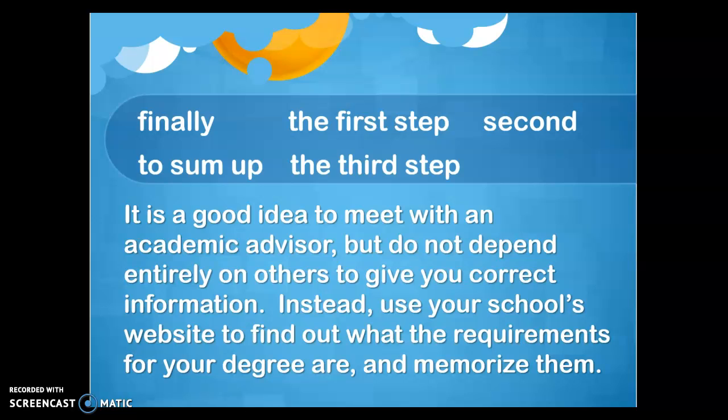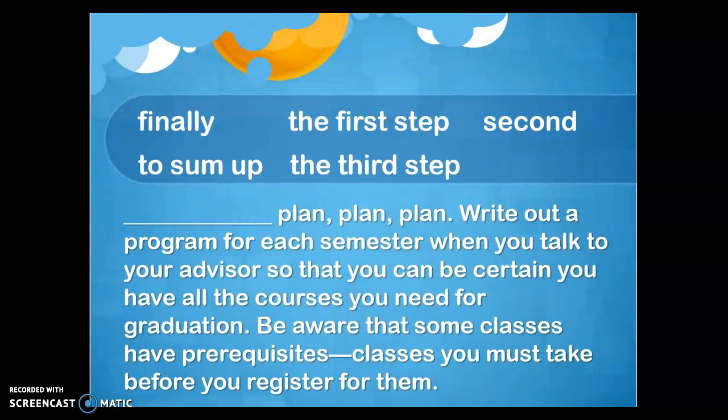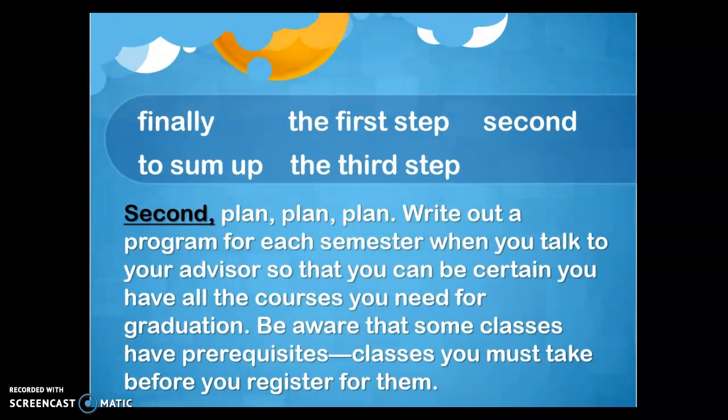It's a good idea to meet with an academic advisor, but do not depend entirely on others to give you the correct information. Instead, use your school's website to find out what the requirements for your degree are and to memorize them. So let's try the next step. I'll give you a second to figure it out. And of course, the word would be second. Second, plan. Write out the program for each semester when you talk to your advisor so you can be certain about all the courses you need for graduation. Be aware that some classes have prerequisites.